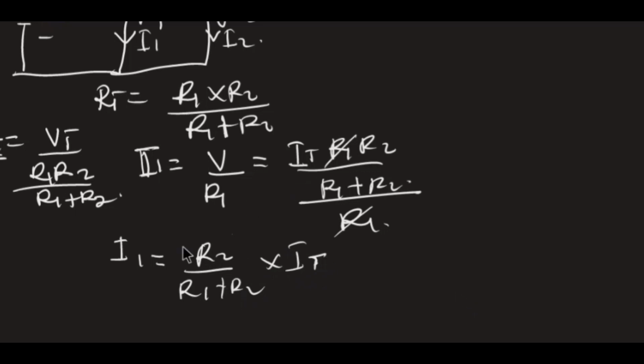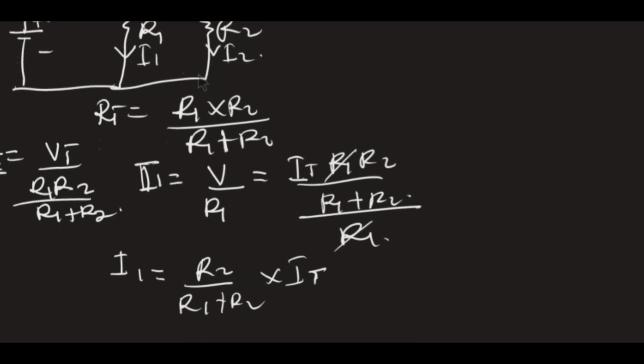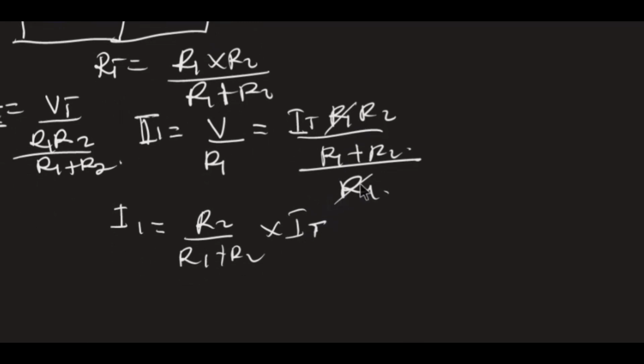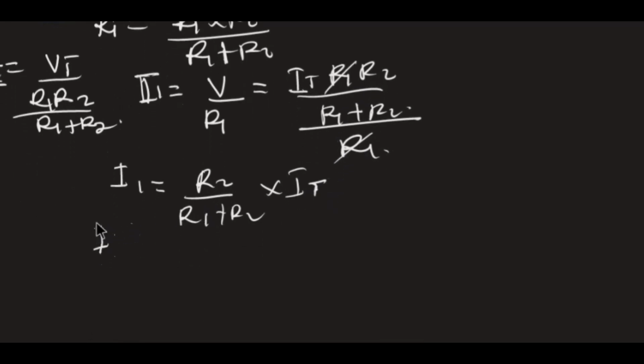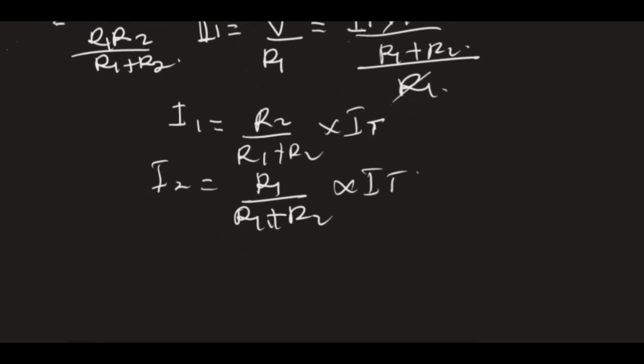So whenever you want to find the current in R1, you take R2 over the sum of these two, then you multiply by the total current, and that is the current division rule. Similarly, I2 will be equal to R1 over R1 plus R2 times IT. So note the difference. For I2, you take R1 over their sum; for I1 you take R2 over their sum. And that is the current division rule.